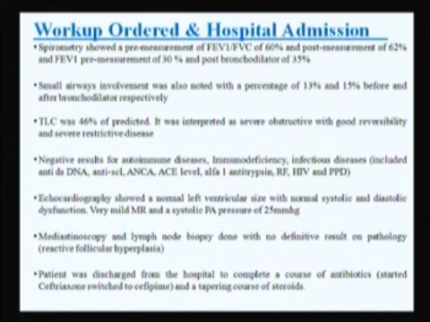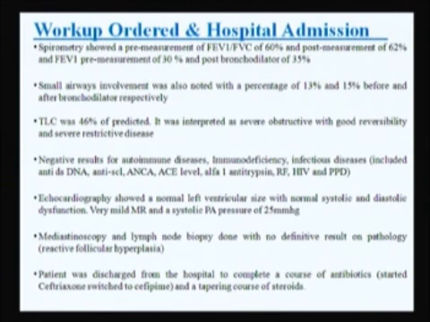All the studies were negative for autoimmune diseases, immune deficiency, infectious diseases, including anti-double-stranded DNA, SCL, ANCAs, ACE, alpha-1 antitrypsin, rheumatoid, HIV, and his PPD was also negative. Echo revealed a normal left ventricular function with a PA pressure that was borderline at 25. Mediastinoscopy and lymph node biopsy were done with no definitive result on pathology, reactive follicular hyperplasia.